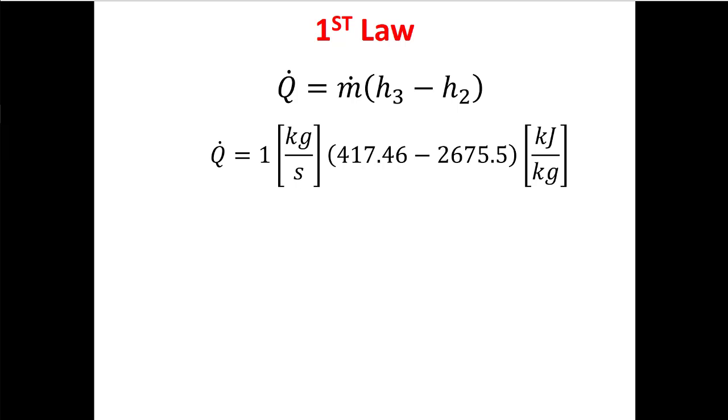So here, remember, this is h out minus h in. Going in, we had vapor, and coming out, we had liquid. So the energy stored in that mass went down by a lot. Here we have 417 minus 2675, so this is a negative number. Now, does that make sense? Because heat in is positive, which must mean that heat out is negative.